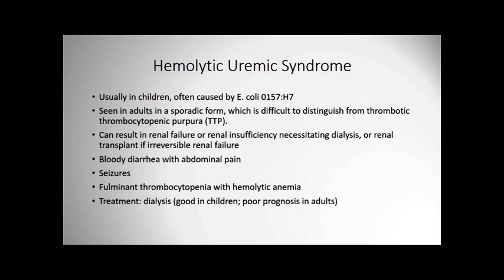Hemolytic uremic syndrome looks similar to TTP, but appears in children. It can appear at any age, but usually appears in children as a result of a toxin that is produced by a strain of E. coli, O157:H7. If we see this in adults, it looks exactly like TTP. Sometimes it's very difficult to distinguish.